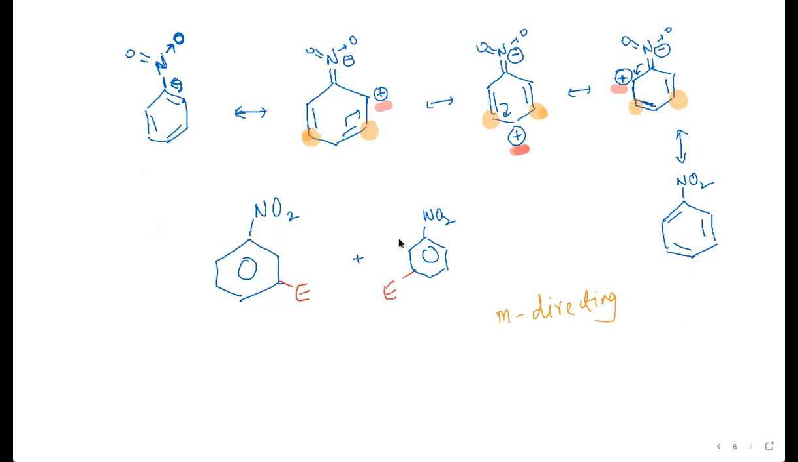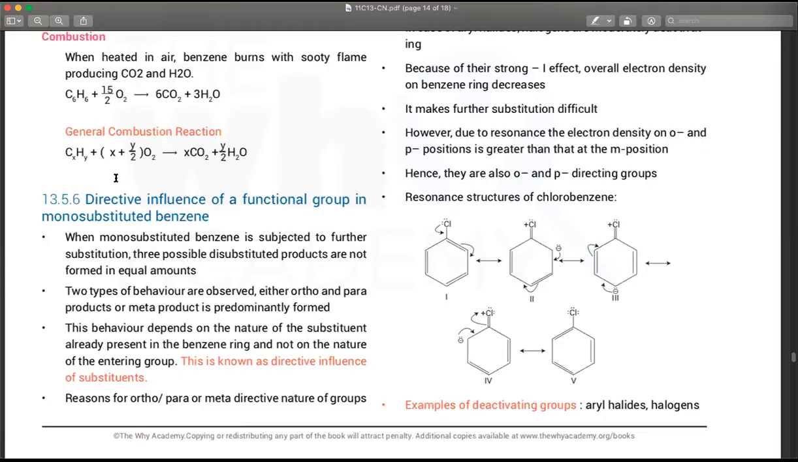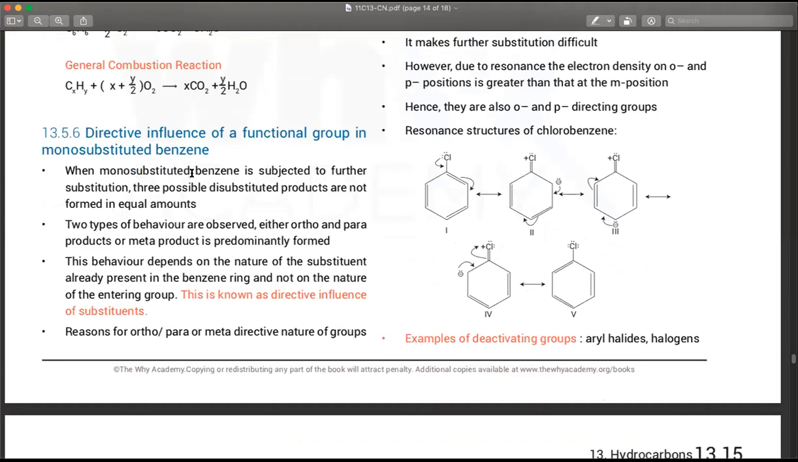So I'll quickly summarize this. When a monosubstituted benzene is subjected to further substitution, like when it already has a substituent and you're introducing another group to it, there are three possible disubstituted products: ortho, para, or meta. But what is observed is, depending on what functional group is on the substituted benzene, you get either majority orthopara or majority meta product.